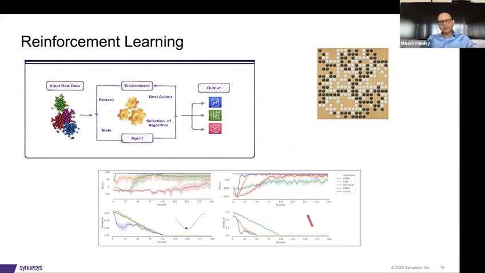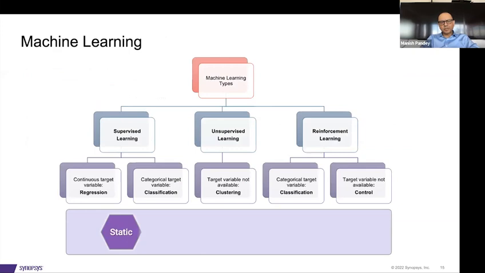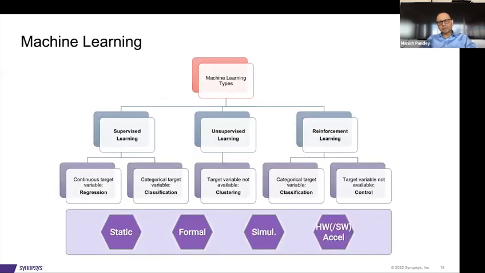And again, very useful in a variety of settings, and I'll be discussing some of the cases. Essentially, you want to learn the sequence of decisions that maximizes the reward, for example the simulation coverage of a design. So these three techniques are pretty predominant in solving this problem, and I think we have used all three very profitably to solve a variety of hard problems.